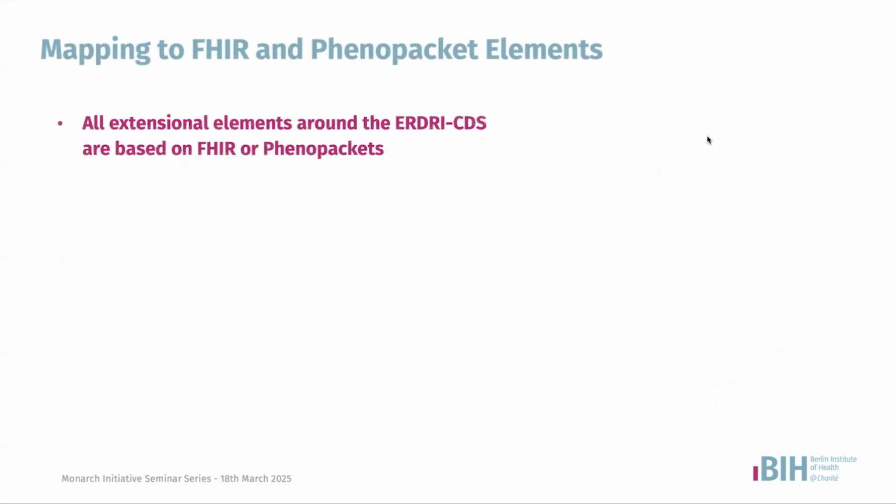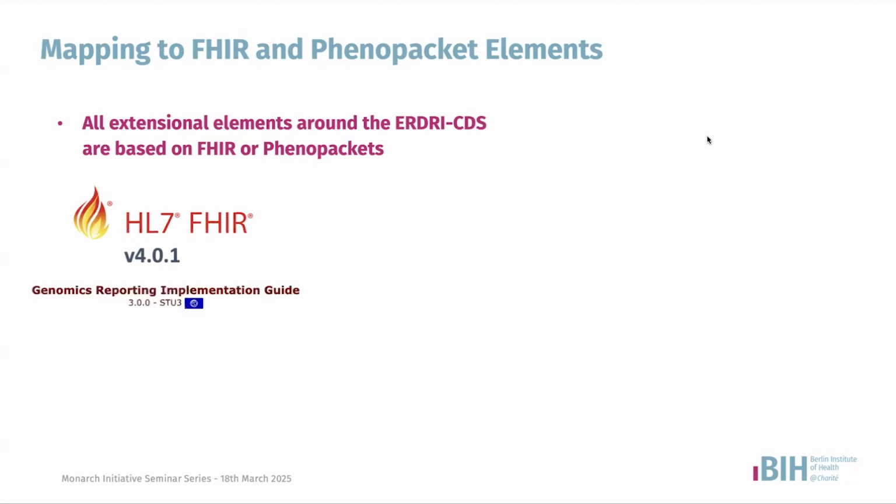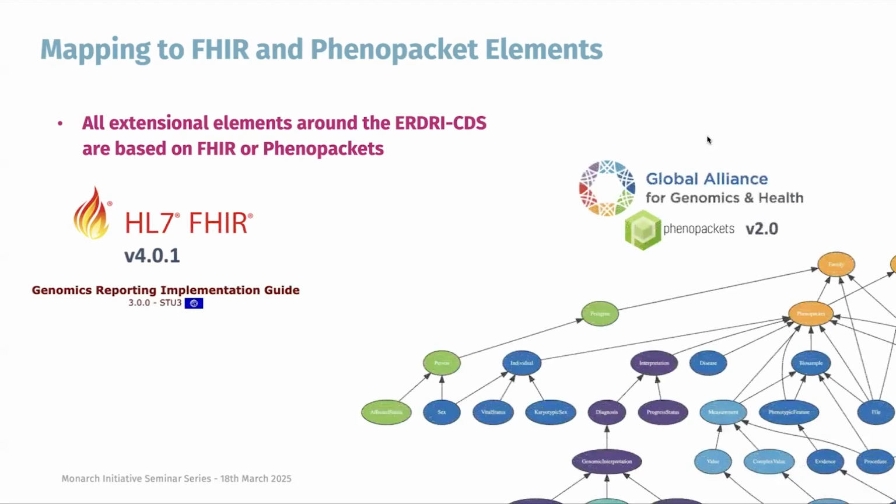So we defined that all extensional elements around the RD-CDS, this is the abbreviation for it, must be based on FHIR or Phenopackets. For this, we used FHIR version 4.0.1, the base resources, and also the Genomics Reporting for the genetics. And for Phenopacket version 2.0, the main meta blocks we used were, of course, the individual, interpretation, disease, measurement, and phenotypic feature, meaning that in the interpretation, for example, we went all the way down to genomic interpretation. And these are the main blocks we feed with our data model.